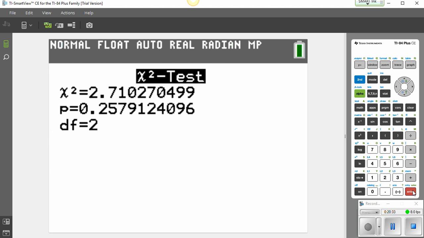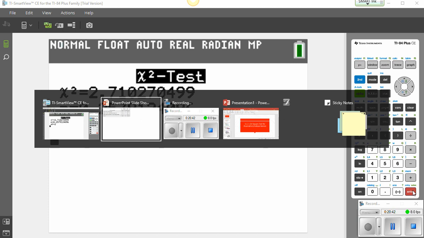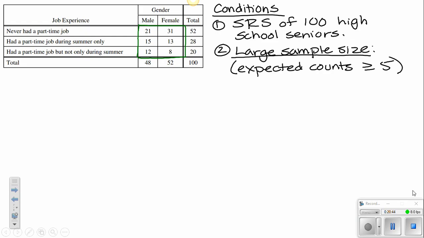All right, so we're going to skip ahead to do the other parts of the test, and we're going to go back and check the expected counts in just a moment, as we already have this on our calculator. Going back to the slide, remember that we're going to skip ahead to the name of the test. So we have chi-square test for association.